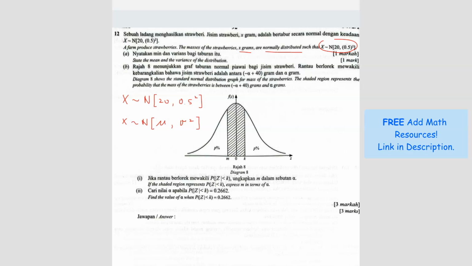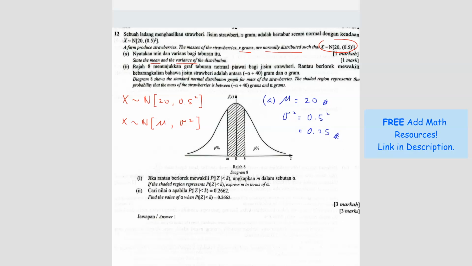So question A, state the value of mean and also variance. So you can get it from here. So the mean is 20, the variance is this, 0.5 squared. Okay, so let me write down here. Question A, the mean is 20 and the variance is 0.5 squared, which is 0.25.